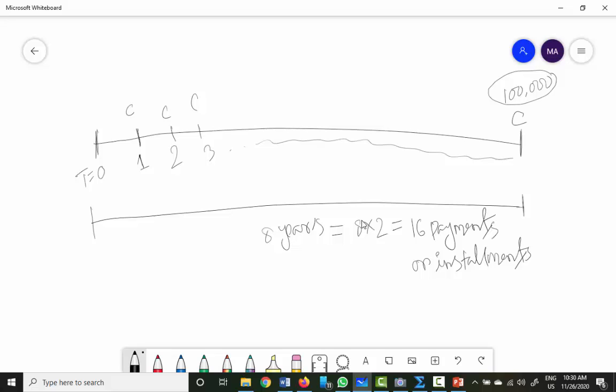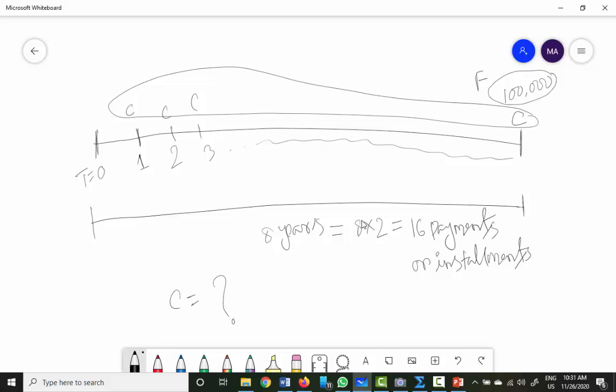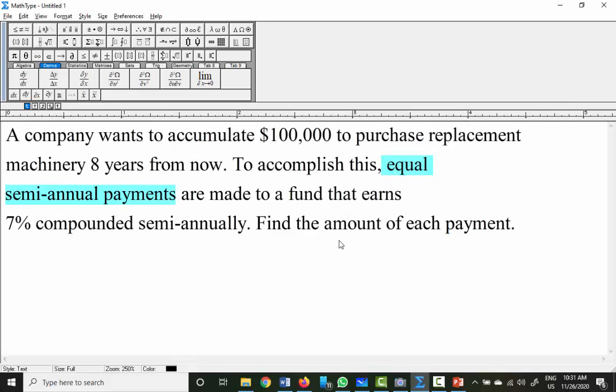Right? So the future value of all these savings should be $100,000. The future value is given. We need to find the value of C. That means the question is asking how much you should deposit at the end of each semi-annual period.